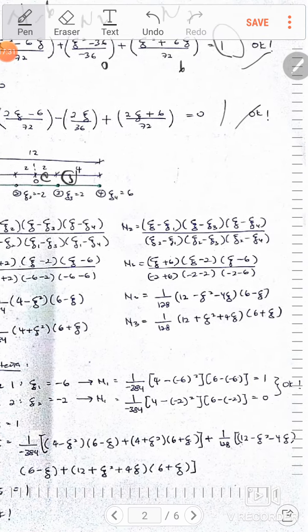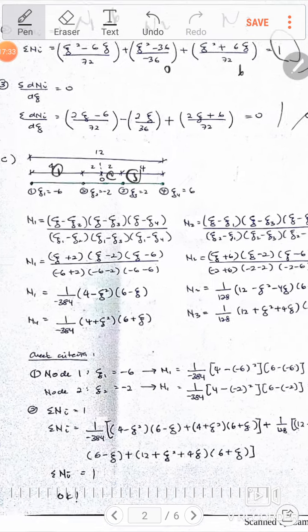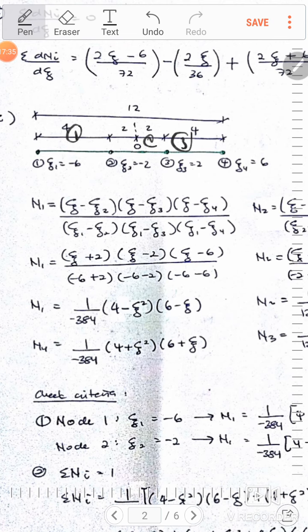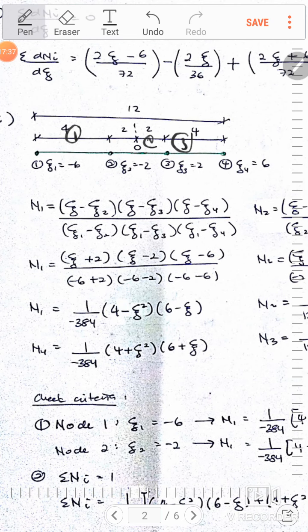After that, substitute your values of zeta for each node. So see it here, zeta 2 I have minus 2, it will be positive 2. Zeta 3 is 2, okay. Zeta 4 is 6, okay. I substitute or put it in its place.